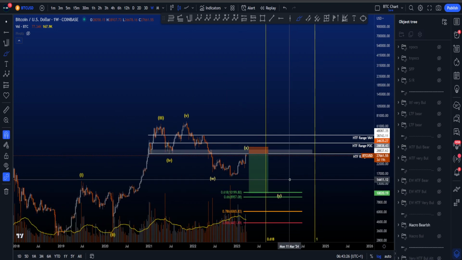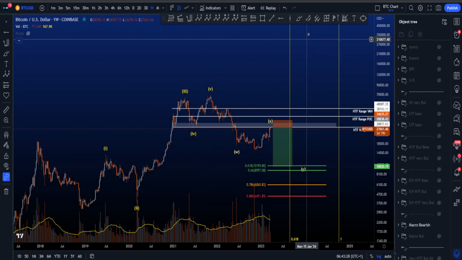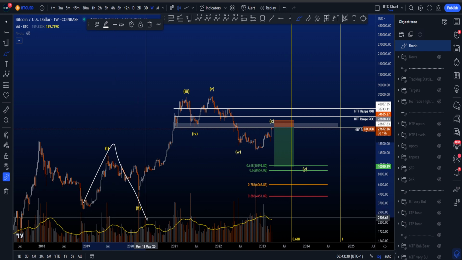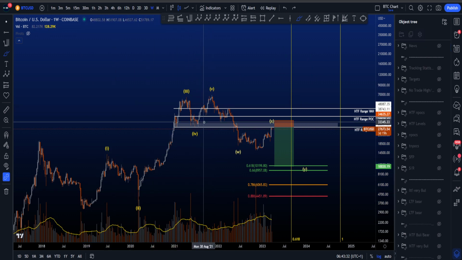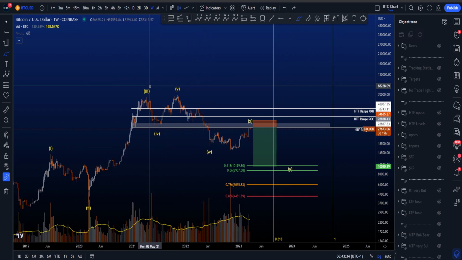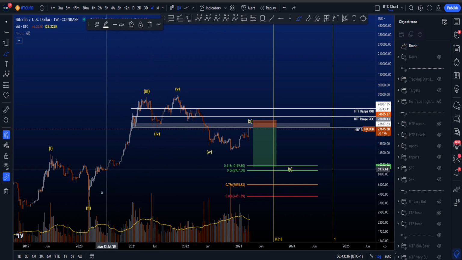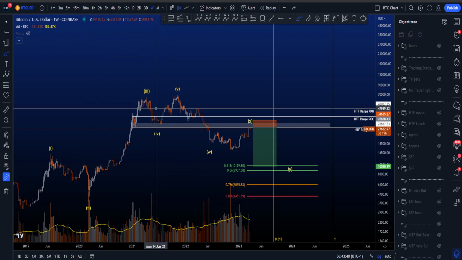The following scenario is the bearish scenario on the macro time frame, where this again is a 1, 2, 3, 4, 5. What I don't necessarily like over here though is that this wave 4 is very short compared to this wave 2, and usually wave 4s are a little bit longer.